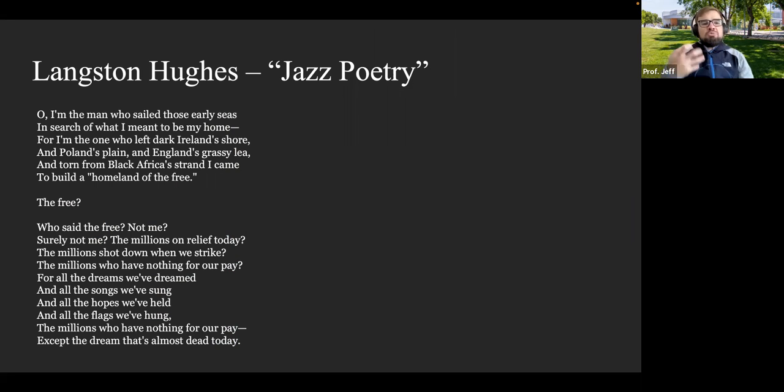And you can see some of these repetitions, right? Some of these key words and some of the rhyming. So here's just a short section of his poem as an example of some of the jazz meter here.